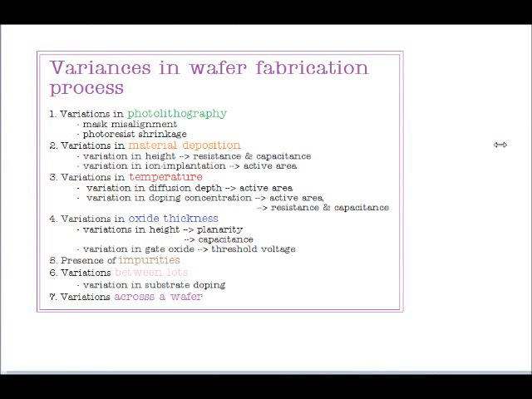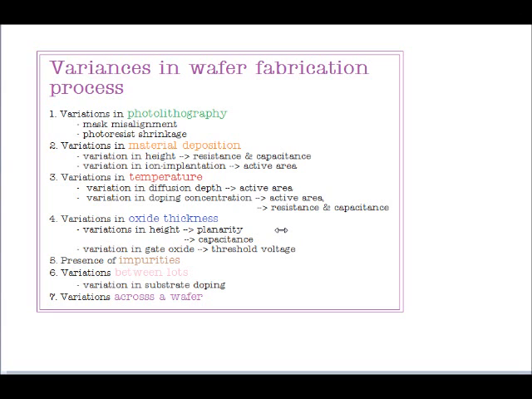Now let's look at what the variances in the wafer fabrication process are. There could be variations in photolithography. For example, there's mask misalignment, and photoresist shrink, for example after you do a pre-bake. Then there are variations in the material deposition. When you deposit a layer of, let's say, polysilicon, the thickness of the polysilicon may not be uniform. This could result in a change in resistances and capacitances.